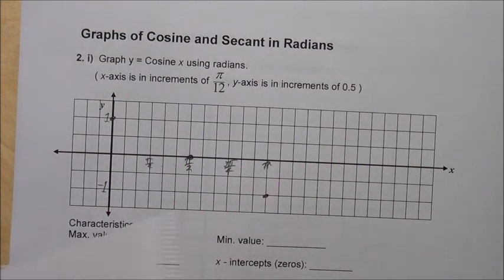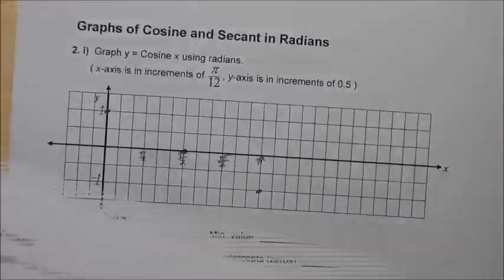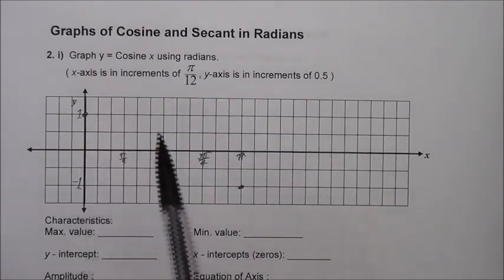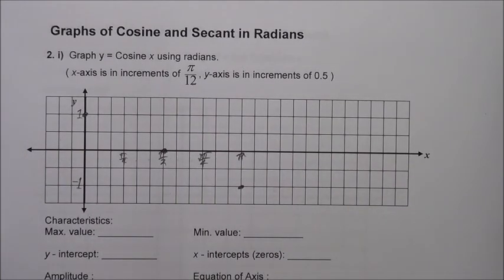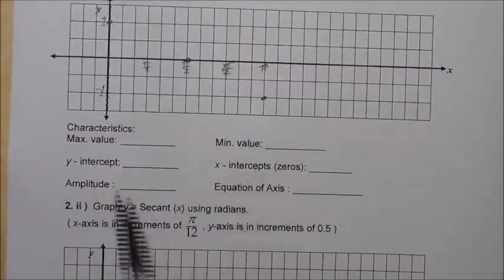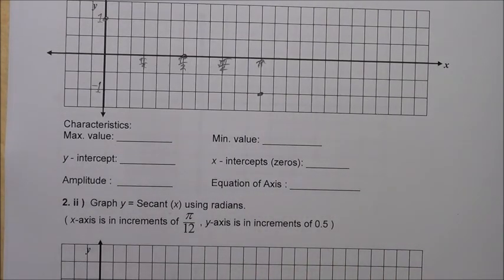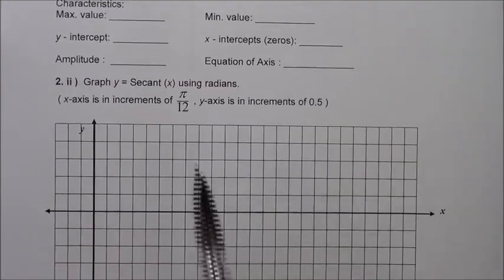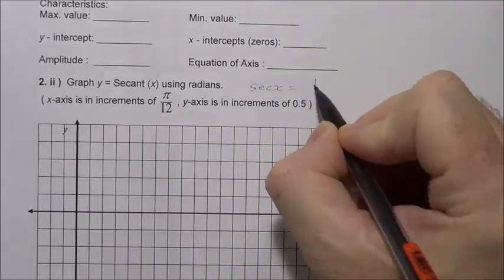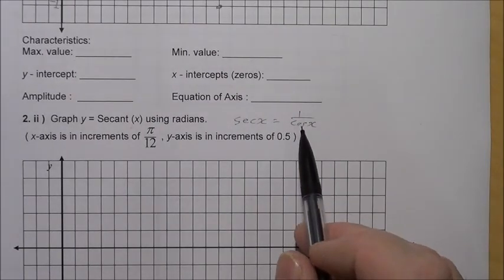Okay, so after you finish working on the table, please continue working on the curve here, and make sure it's a nice smooth curve as you go, because that's what the graph looks like. And then observe some of the features of that graph. When we get down here to secant, same sort of idea. Secant x is the reciprocal of cosine. So that's 1 over cosine x.